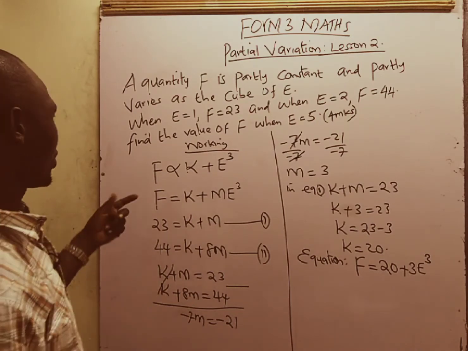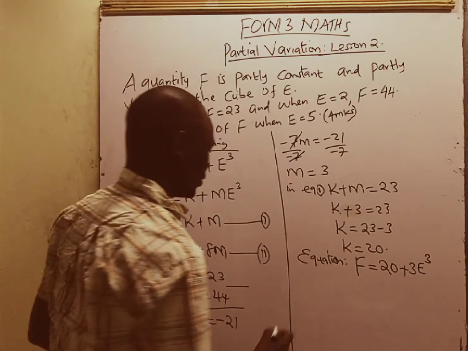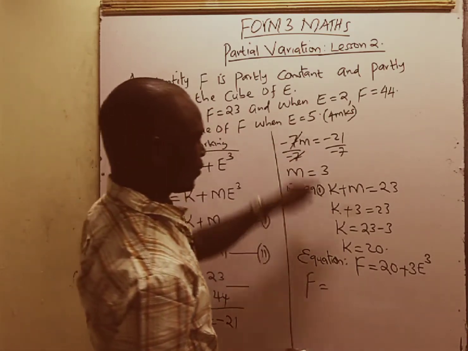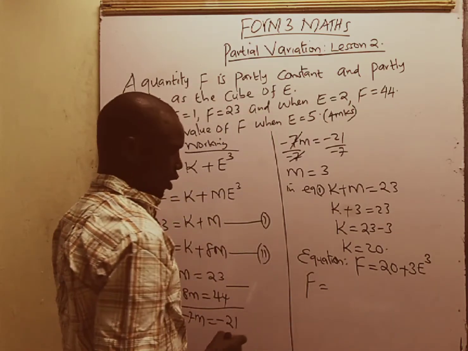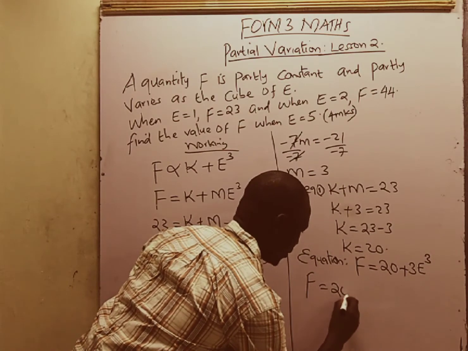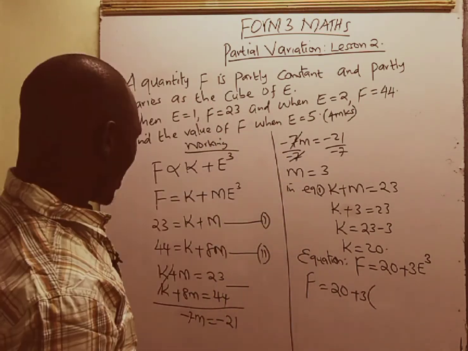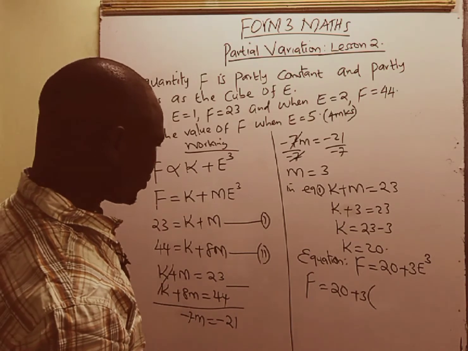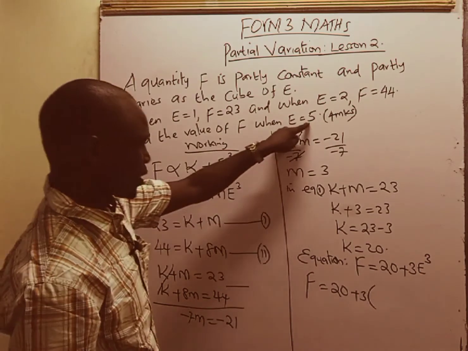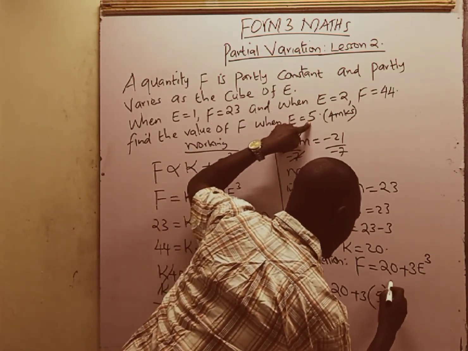From there now we can solve the question. Find the value of f when e is equal to 5. So for us to get f, we take the value of e, which is 5, we substitute it in our equation, then we will be able to get our f. So f is equal to 20 plus 3 times e, and the value of e has been given as 5, so it is going to be 3 times 5 cubed.